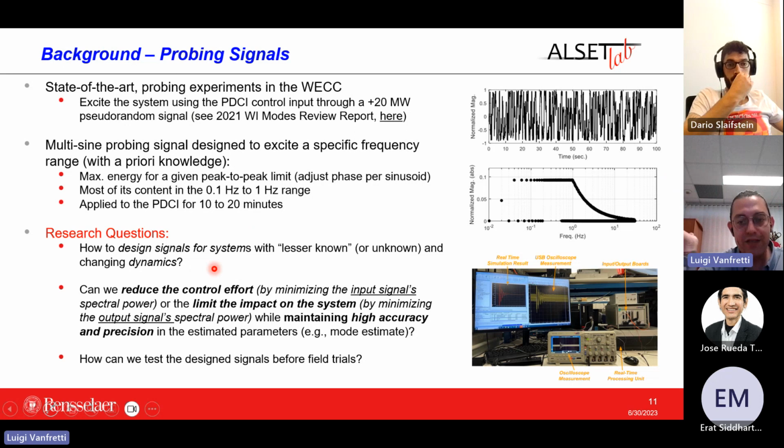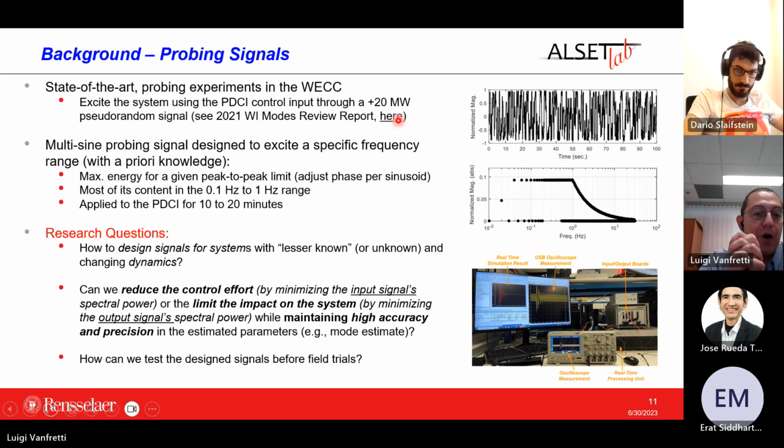Okay, so here is the research that we've done. First, how to design signals for systems where you don't know so much about the dynamics. These guys have been studying that network for more than 30 years. They know the dynamics very well. You can look at this report where they analyze the transition of these dynamics over the years. But what happens when you don't know that much? That's a challenge because how would you design the signal?